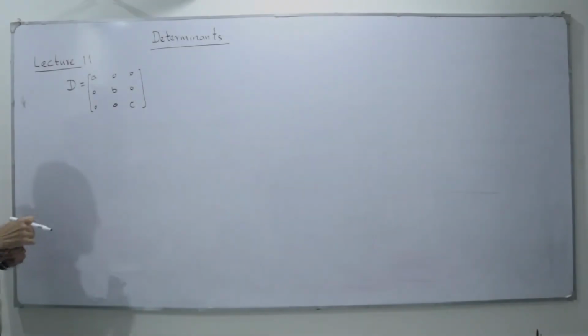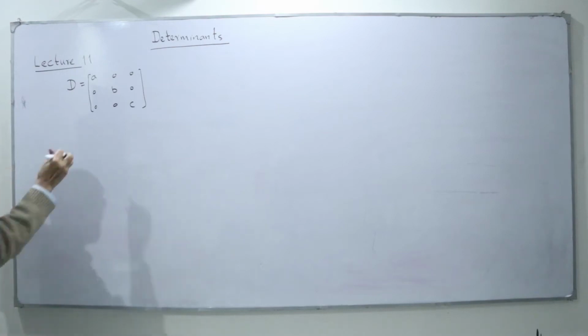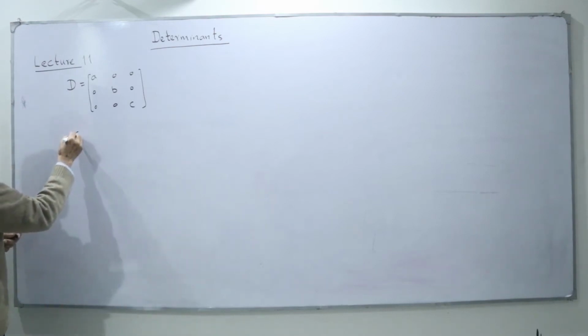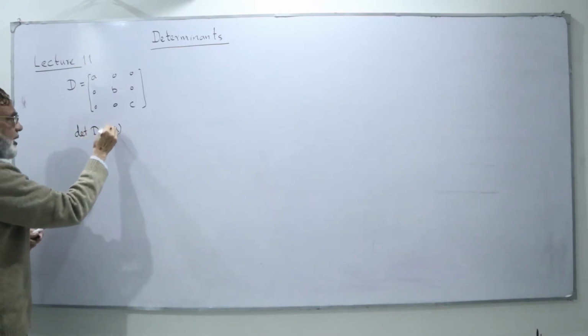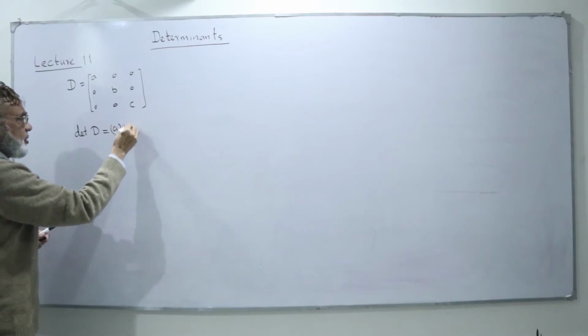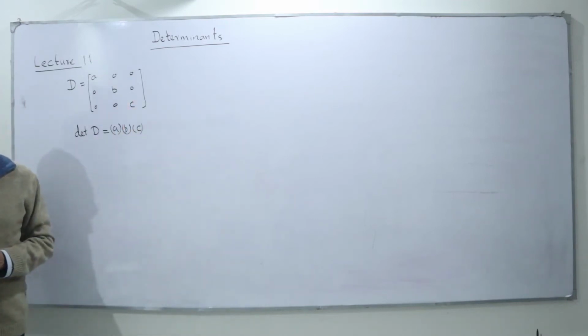Here the diagonal matrix, and there are some more results which are related to the diagonal matrix. I want to discuss these results here. Number one, we have seen it, and we have the diagonal matrix D. The determinant of this one is A into B into C, the same as we have in the diagonal matrix or upper triangular matrix or lower triangular matrix.